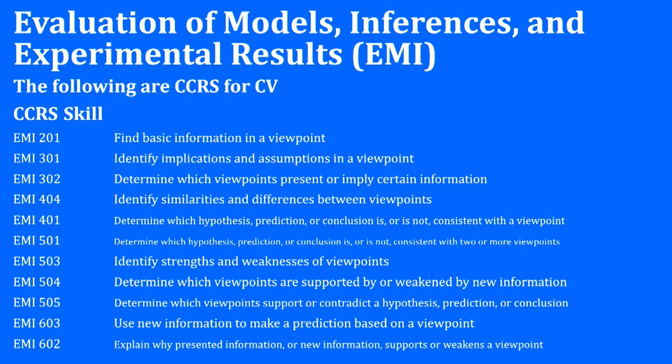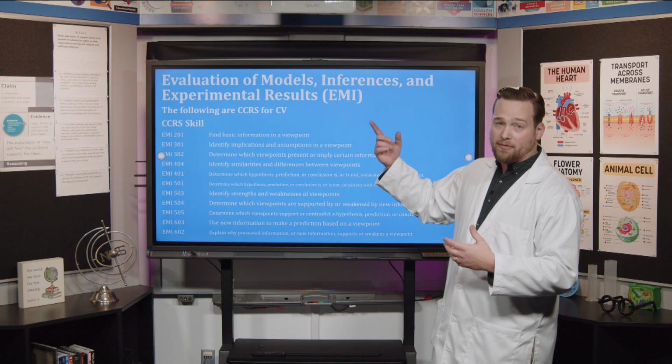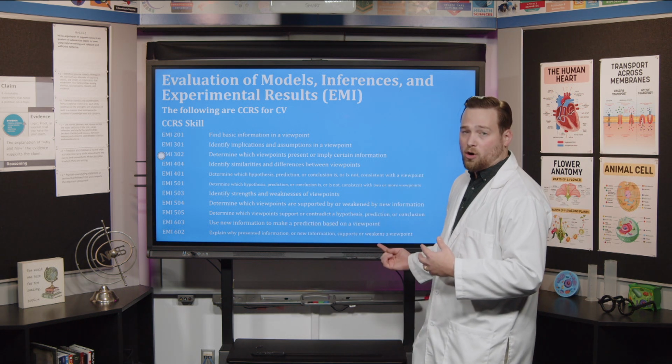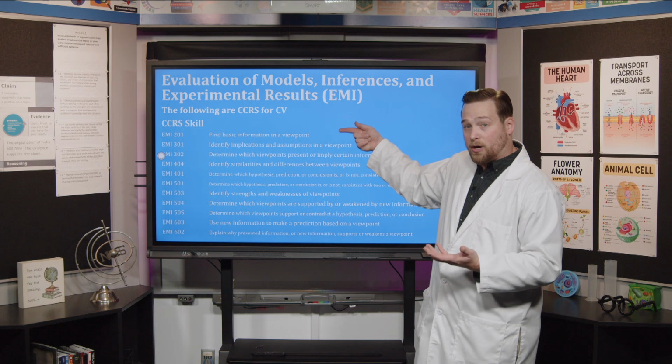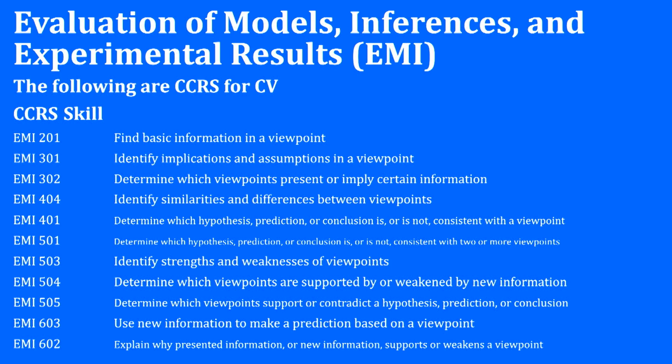All right, here's the most difficult type of EMI. EMI 602 says, explain why presented information or new information supports or weakens a viewpoint. So the reason this one is so difficult is because you have to do a lot of the skills above it. In order to figure out if new information supports or weakens an argument, you're going to have to be able to find what their stance is to begin with. So this skill is so difficult because you have to do some of the ones up here and then justify the correct answer.